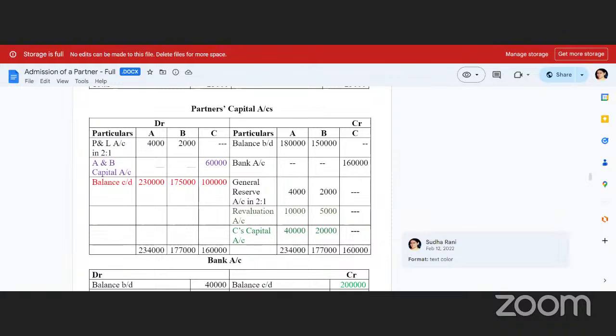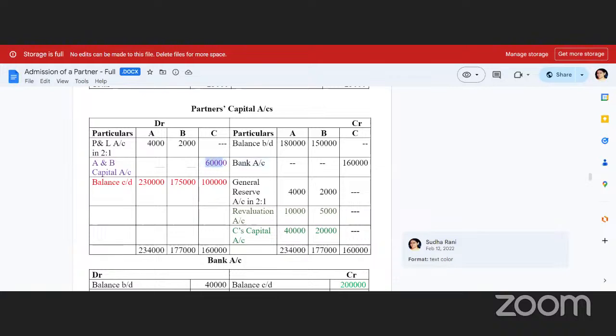So in what ratio? Equal old ratio. Okay, and now what is left? So actually C brought 1 lakh 60. In that he gave 60,000 to A and B now. So as that he gave to A and B, he should write now. So C's capital balance is decreasing by 60,000. Why? He gave to the A and B in the form of goodwill. So in C's capital account debit side, we'll write 60,000.